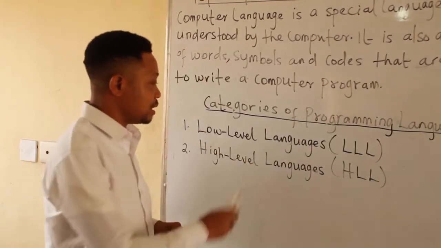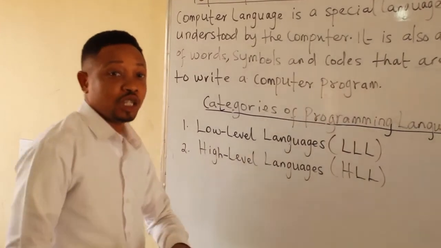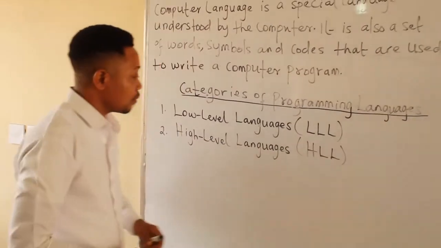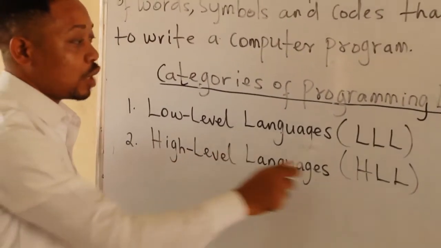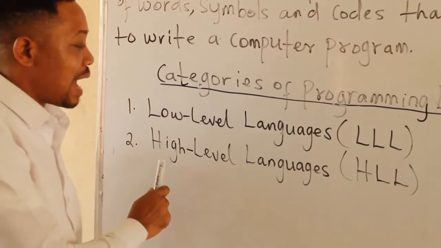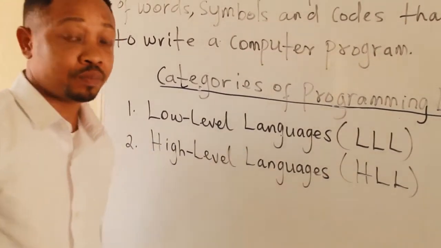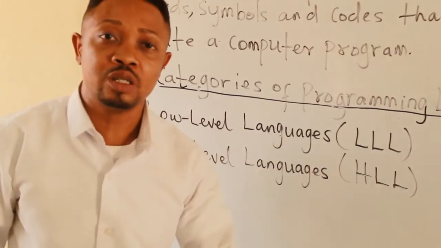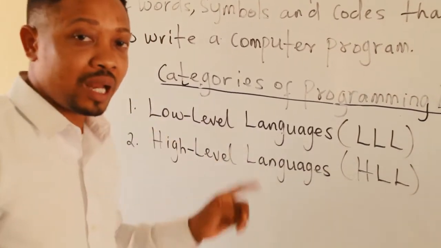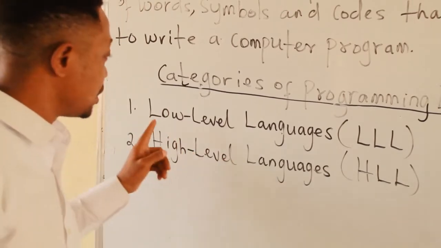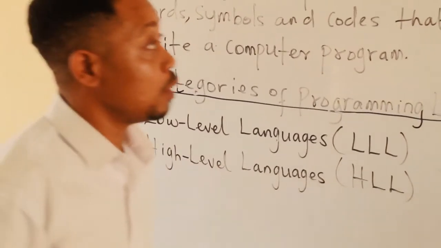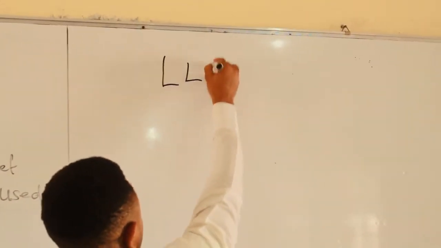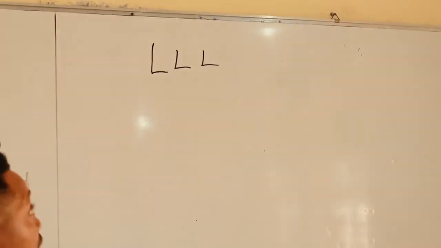One of them is the low-level language, abbreviated as LLL, low-level language, and we have the high-level languages. So, in this class today, we'll be looking at these two categories of programming languages. Now, let's start with the first, which is the low-level language. I am going to use this to explain what a low-level language is.